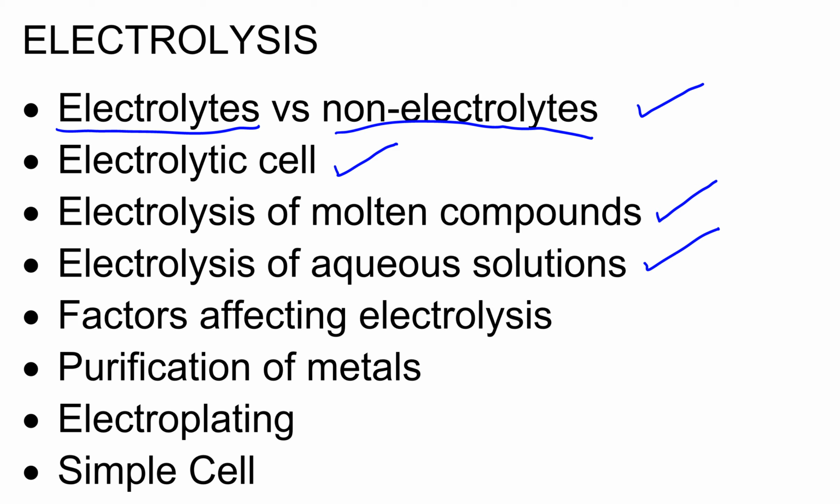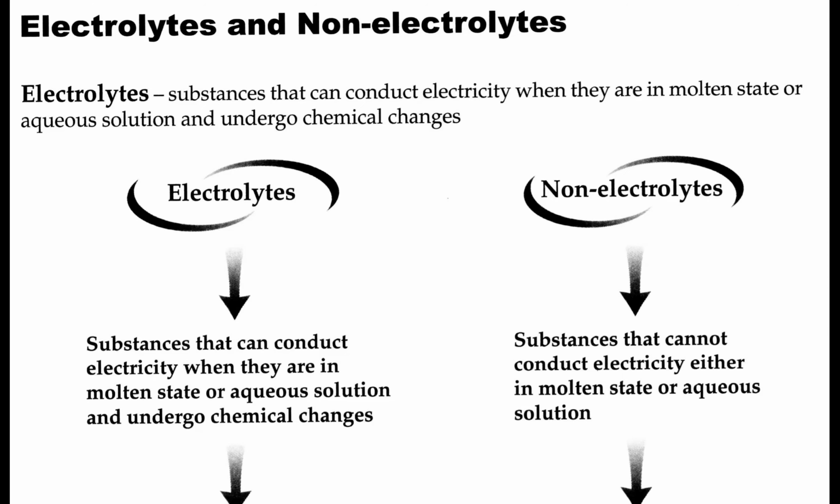Next, we talk about the factors affecting electrolysis. This is the most difficult part of the topic. Depending on the situation, depending on the electrodes, depending on the ions present, different ions can be discharged. Next, we talk about the purification of metals using electrolysis, electroplating of objects using electrolysis, and finally, we examine the simple photovoltaic cell. Let's examine the difference between electrolytes and non-electrolytes.